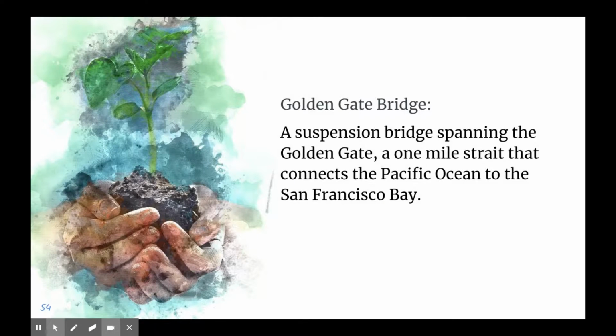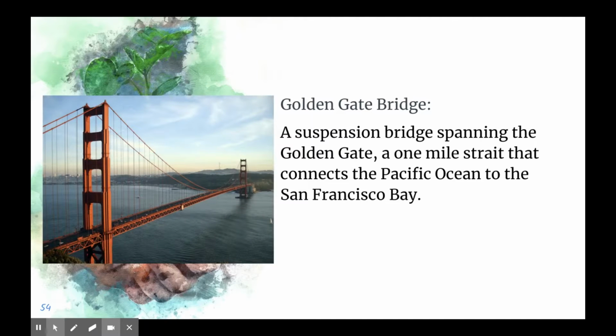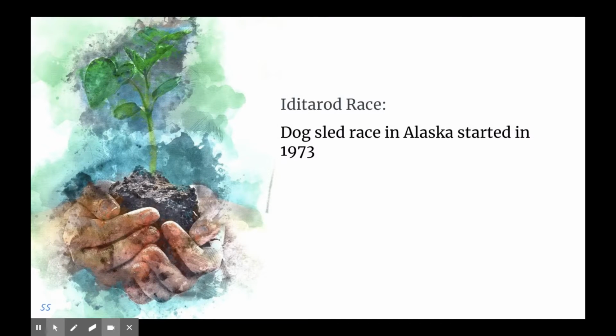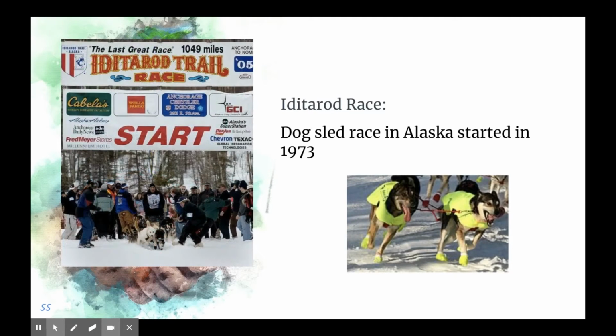The Golden Gate is a suspension bridge spanning the Golden Gate, which is a 1 mile strait that connects the Pacific Ocean to the San Francisco Bay. So here's our Golden Gate Strait and the Golden Gate Bridge. The Iditarod Race is a dog sled race in Alaska, which started in 1973 and is still run today. It is over 1,000 miles, and you have teams of sled dogs pulling their owners.